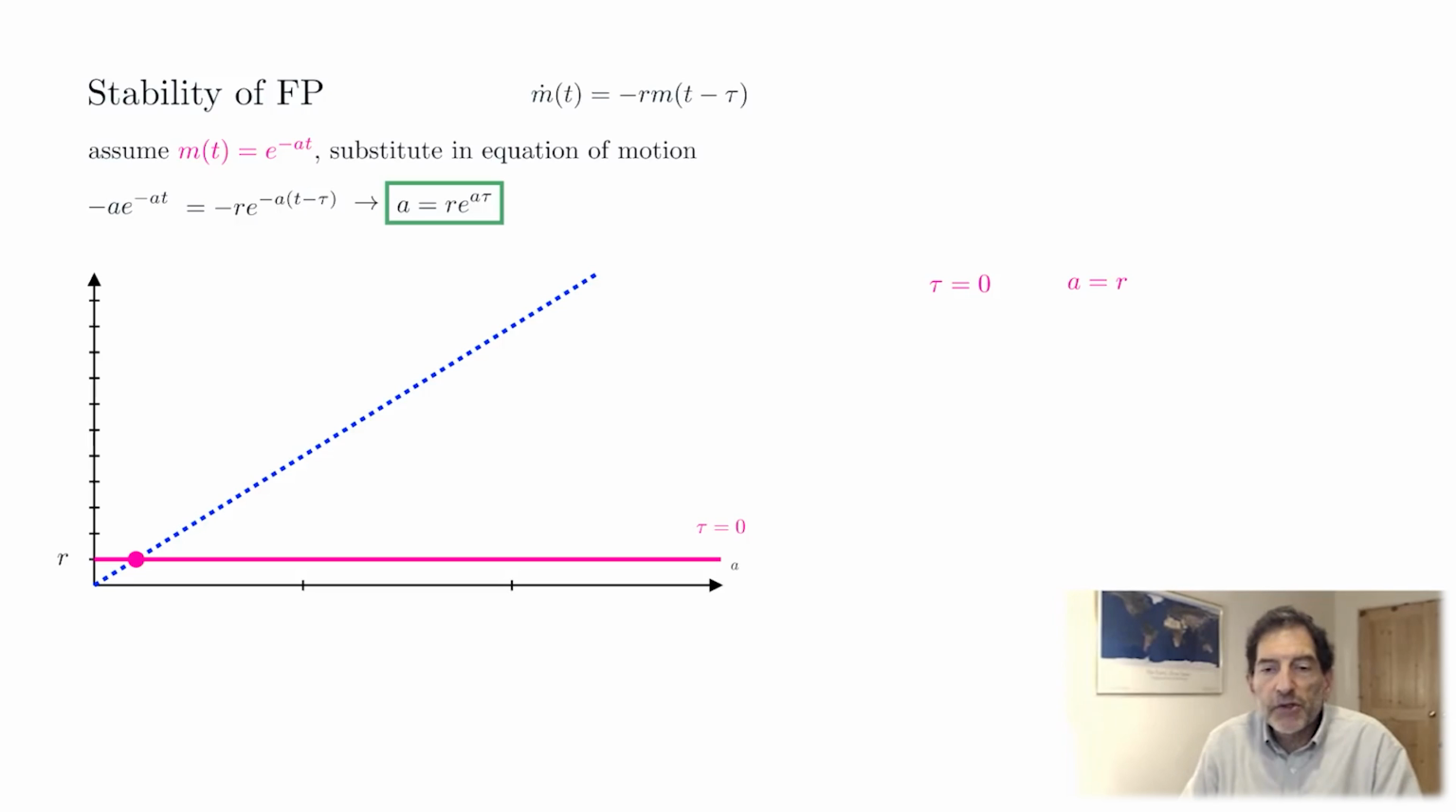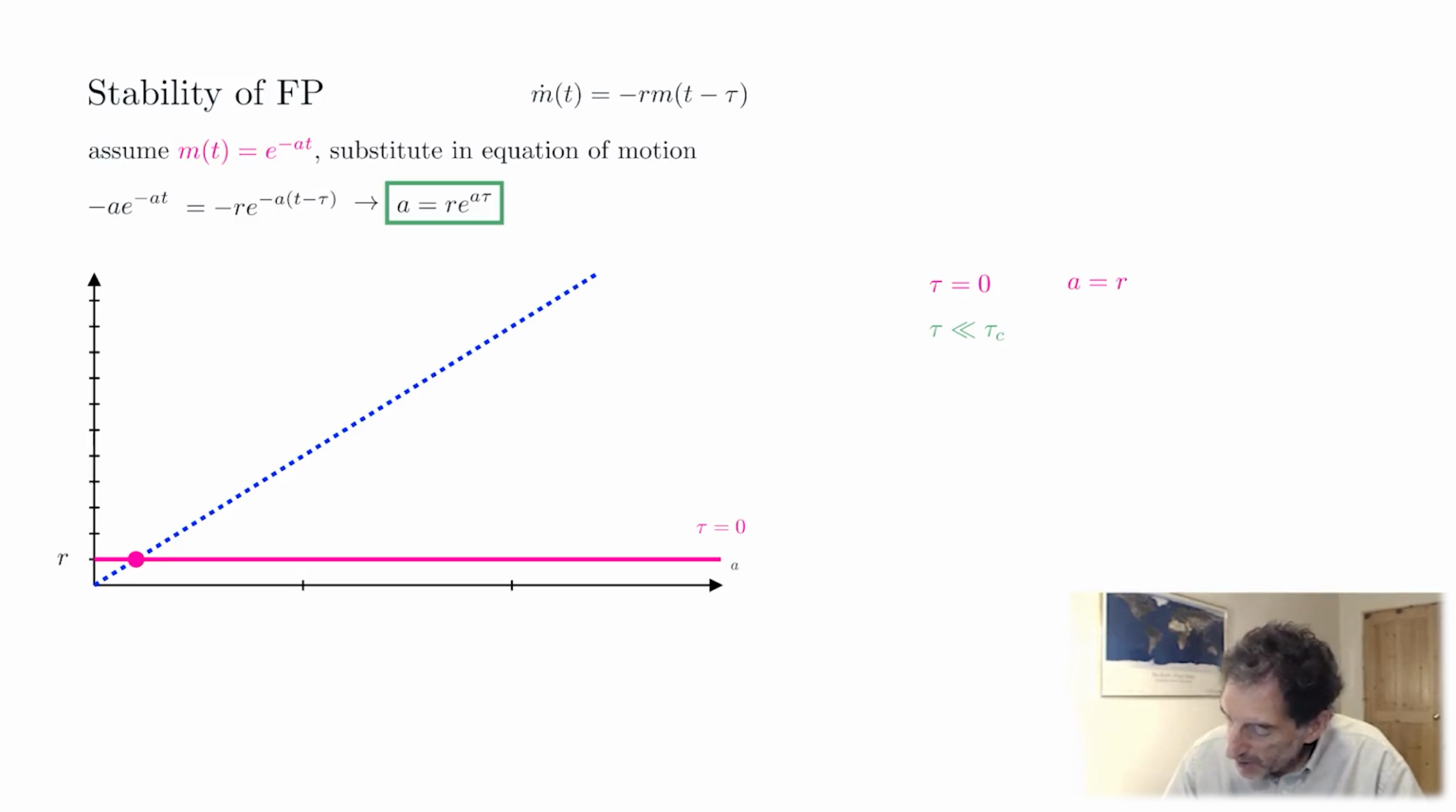As we're going to see, there's a critical value of the time delay that gives rise to very different behavior. So let's call that critical value tau c. First, let's look in the region where tau is much, much less than tau c. In that case, we can take our basic equation and expand it for small tau. And so we're going to get a is approximately equal to r, and then I do the first order Taylor expansion, 1 plus a tau. And solving for a, we get that a is equal to r (1 minus r tau).